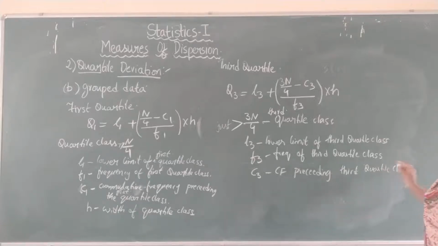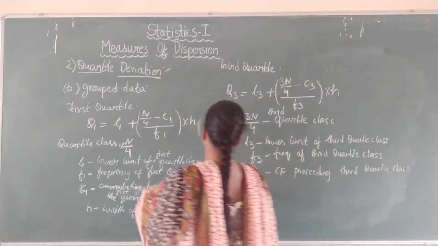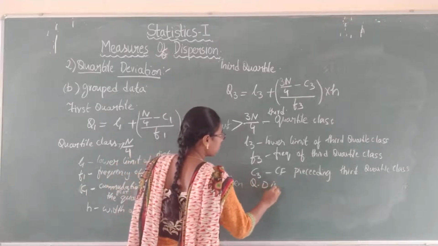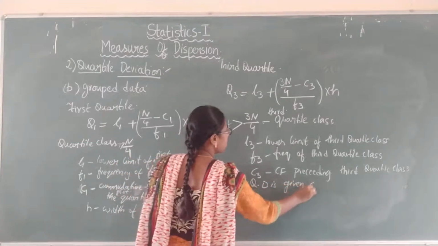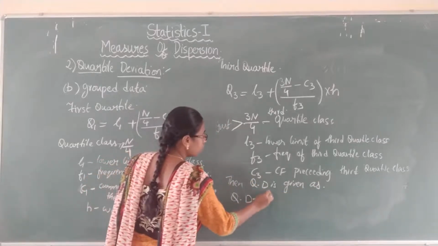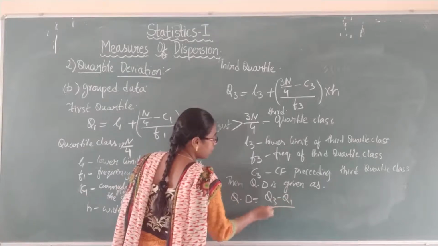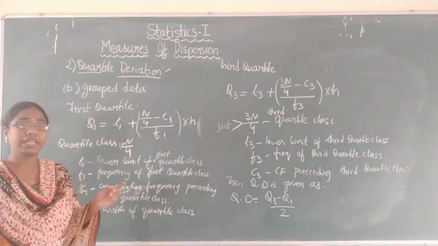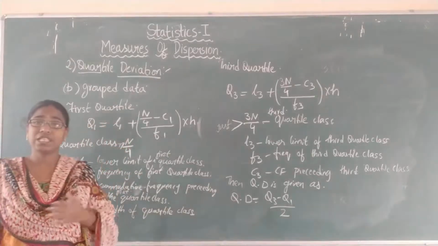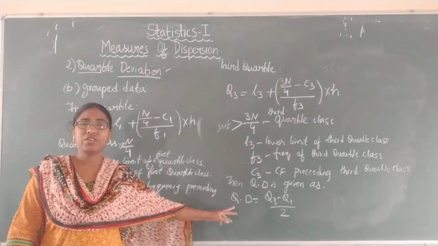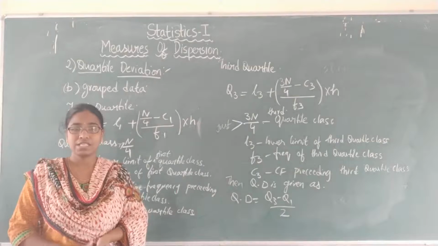Now after getting the Q1 and Q3 values, the quartile deviation is given as, the formula is same, that is QD equals Q3 minus Q1 divided by 2. Only the way of calculating Q1 and Q3 is different for the grouped and ungrouped data. The formula for the quartile deviation remains same.